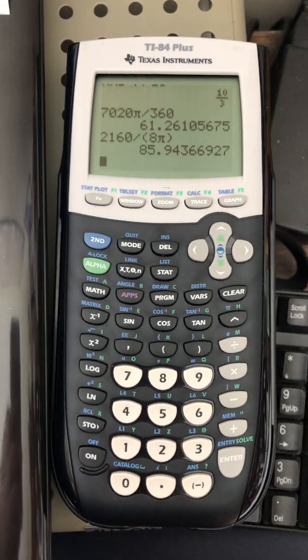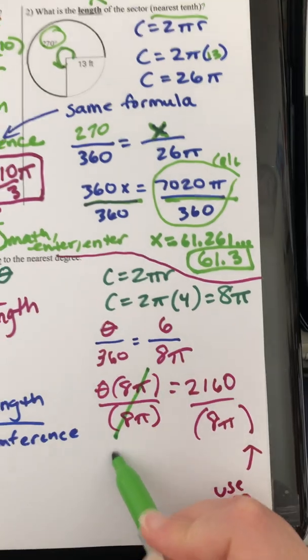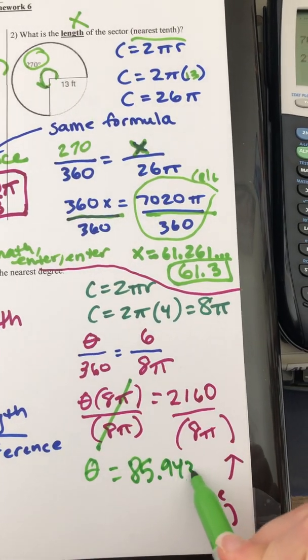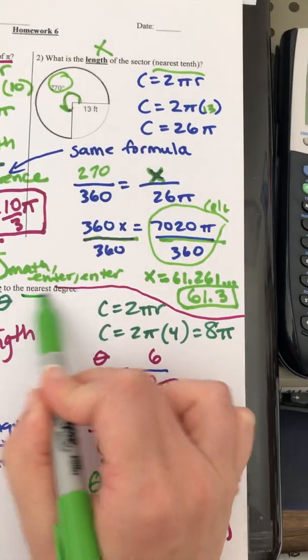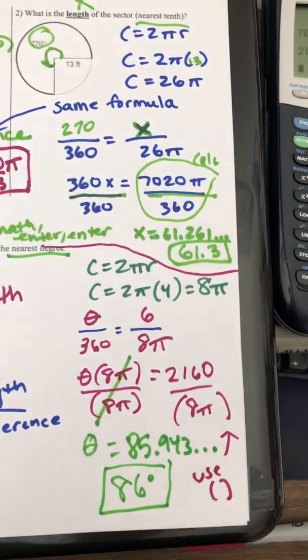85.943. I'm going to write that down. 8 pi's canceled on the left. Theta is equal to 85.943. Nearest degree, so nearest whole number, that's 86 degrees.